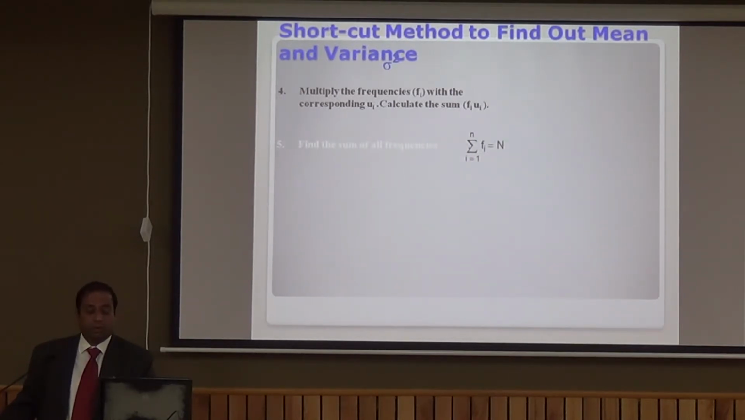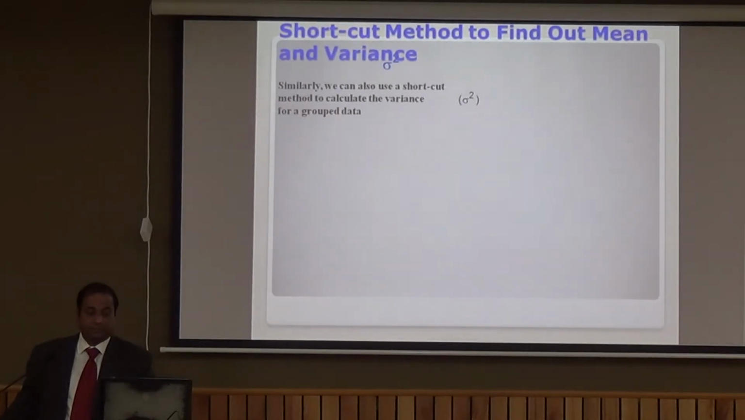And then we find the summation of the frequencies, that is summation of fi, which is represented as capital N. And then using the formula we calculate the mean, that is A plus summation of fi into ui upon N, into h, that is the width of the intervals.